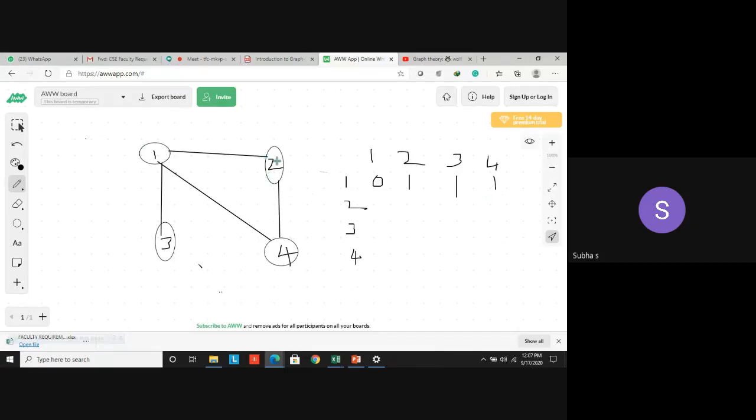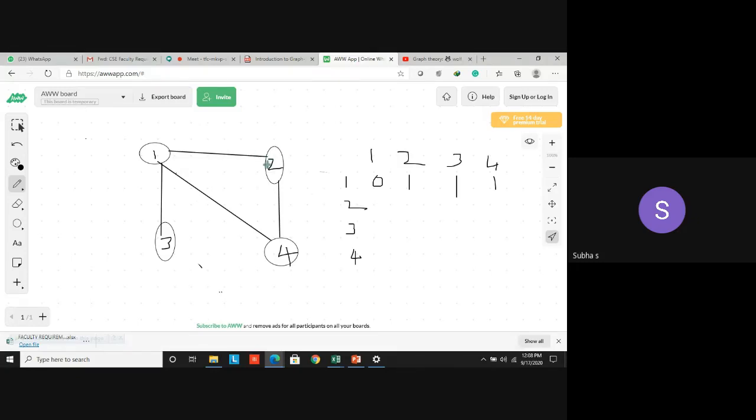Similarly for 2, because these are the rows and these are the columns. This is a 4 by 4 matrix. You have to construct the matrix based on the vertices only. If I have 5 vertices, construct a 5 by 5 matrix. If I have 3 vertices, a 3 by 3 matrix.